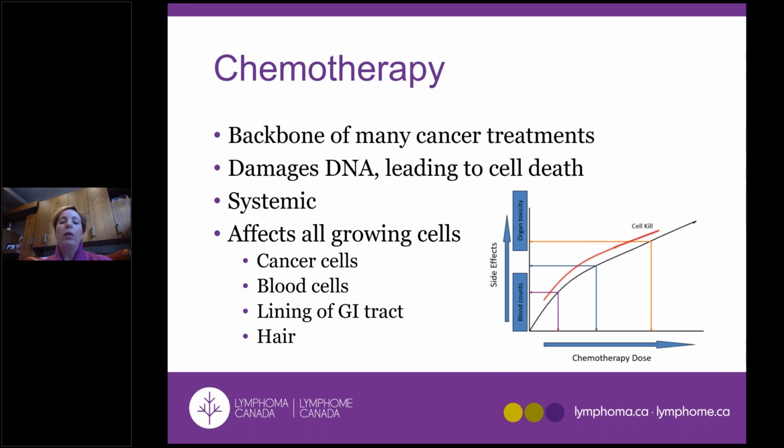It broadly affects all growing cells, and that's why we can see many side effects of chemotherapy, with the most important side effect that we see as we increase chemotherapy dose often being influence on the normal blood cells, which can result in complications, most commonly infection.